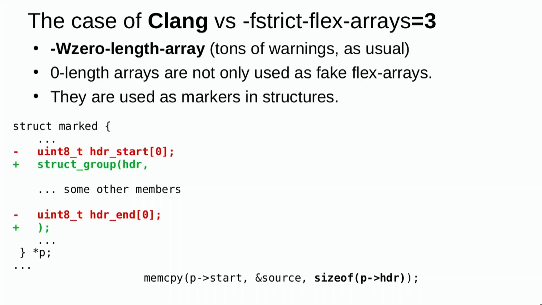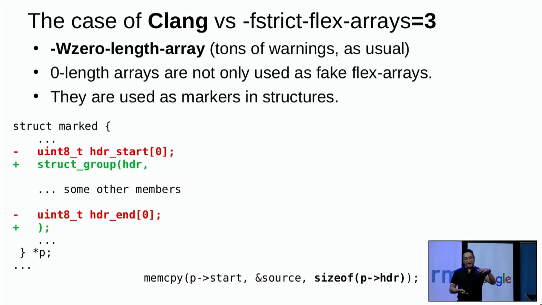However, we can use a struct group. We have a helper in the kernel that allows for having these members together in a named structure. In this case, we can use that helper. We can avoid using those zero length arrays as markers, and we can use memcpy, as you can see at the bottom, just applying sizeof to p in the new name for the struct group, which in this case is header, HDR. So now you can access all the members either directly or through this new name for the group structure, which is HDR.